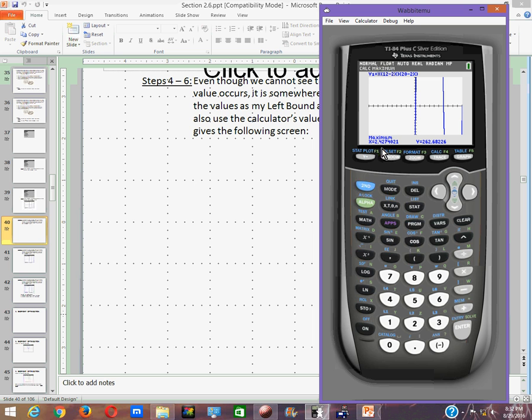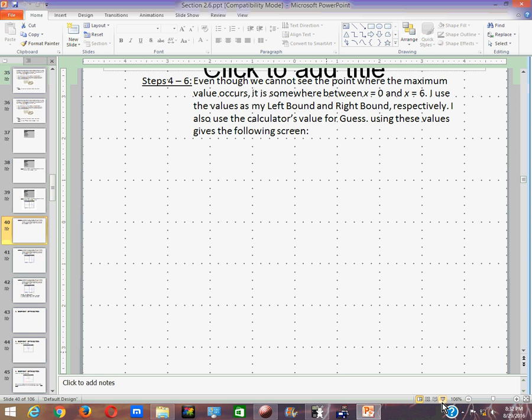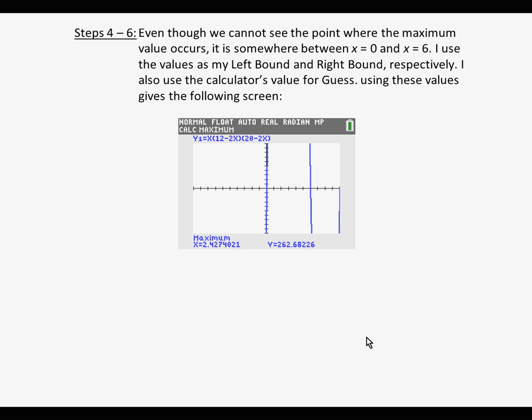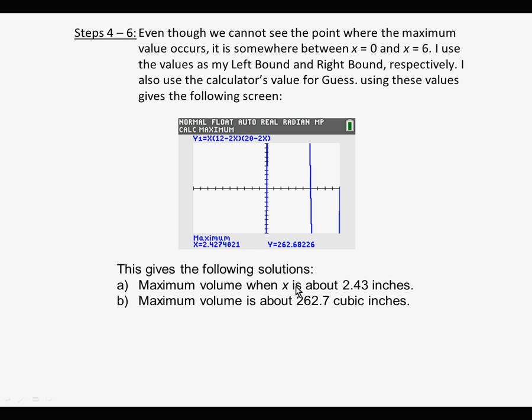Okay, so to 2 places, 2.43. And to the nearest tenth, 262.7. So again, we saw that: 2.43 to the nearest hundredth, 262.7 to the nearest tenth. So maximum volume occurs when x is about 2.43 inches, and the maximum volume is about 262.7 cubic inches.